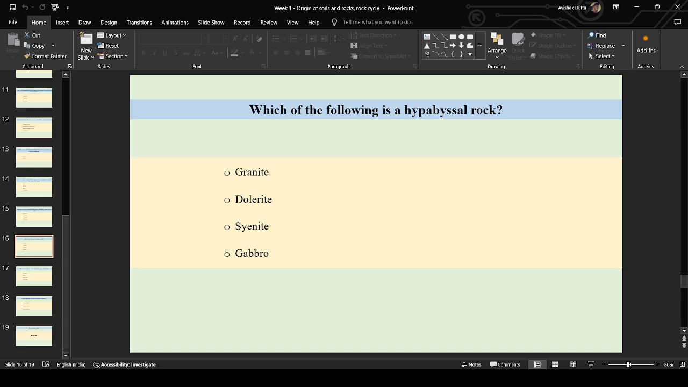Again, in this question, it is not only enough to state the correct answer. If one option is correct, the others are not correct. The others are which types of rock, that also you should know. I repeat the question. Which of the following is a hypabasal rock? The options are granite, dolerite, syenite, or gabbro.